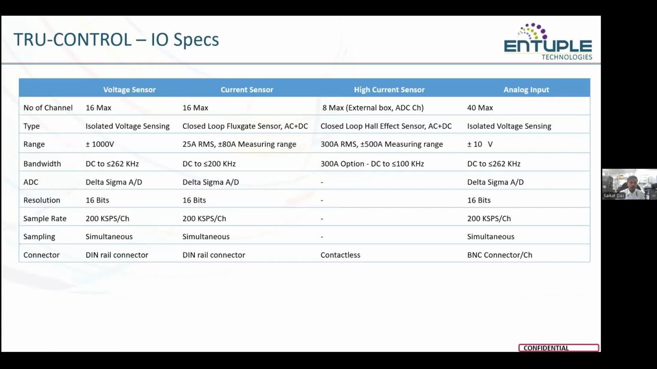Now coming to the IO specification, the controller contains all high-speed IOs. Those IOs are embedded voltage and current sensors. The voltage sensors have a range of plus minus 1000 volt, and can measure both DC and AC. The bandwidth of the controller is 256 kilohertz, with 200 kilosamples per second sample rate per channel for the voltage sensors. Then current sensors, the maximum number we can integrate to the controller.